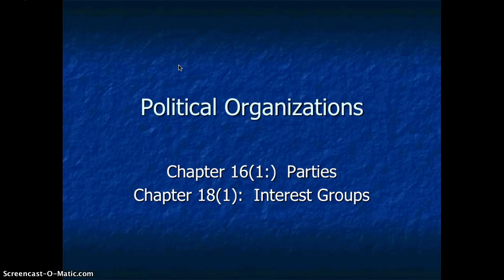All right, so today we're going to be looking at political organizations, primarily the political parties, which will be found in Chapter 16, Section 1 of your textbook, and then interest groups, Chapter 18, Section 1. These are the two major what's called linkage institutions in the policy-making cycle. And basically what that means is that political parties and interest groups will link the people to the agencies of government, such as Congress and the presidency, etc.